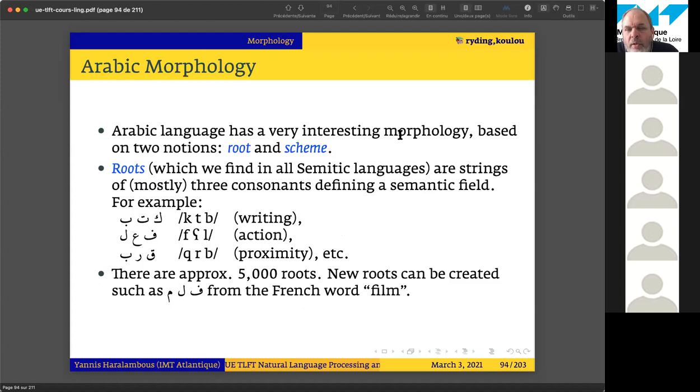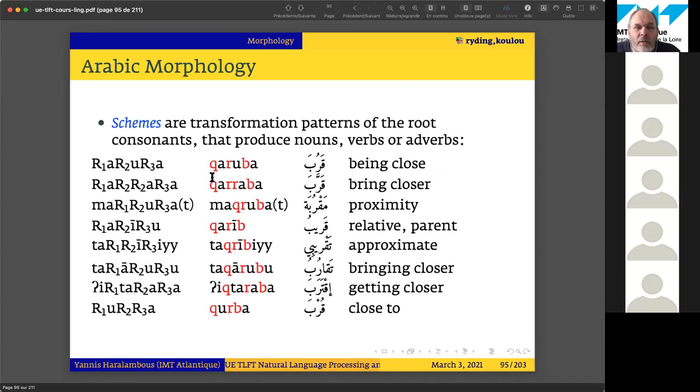So I know you're not supposed to speak Arabic, I'm giving this as an example of a very nice language in the sense of morphology. So Arabic has a very nice morphological system, a very mathematical one, since you have roots, about 5,000 roots, that's really a lot, and you can combine these roots with schemes. So here you have root phonemes in red and scheme phonemes in black, and by combining them you change forms.